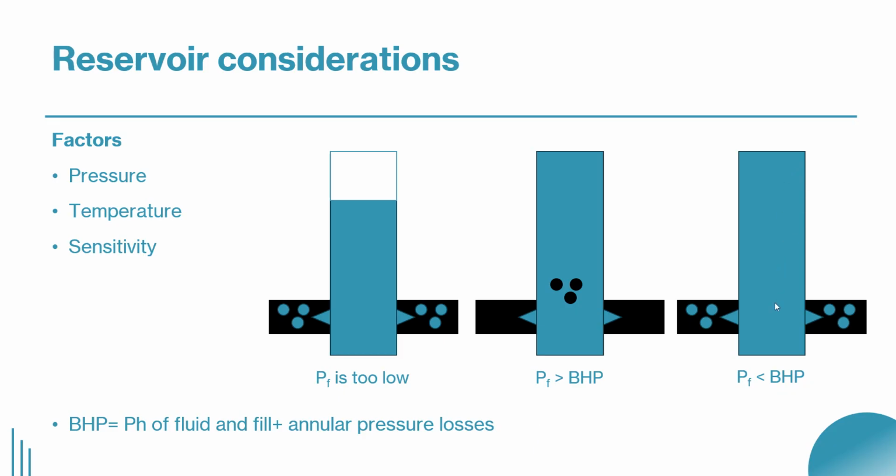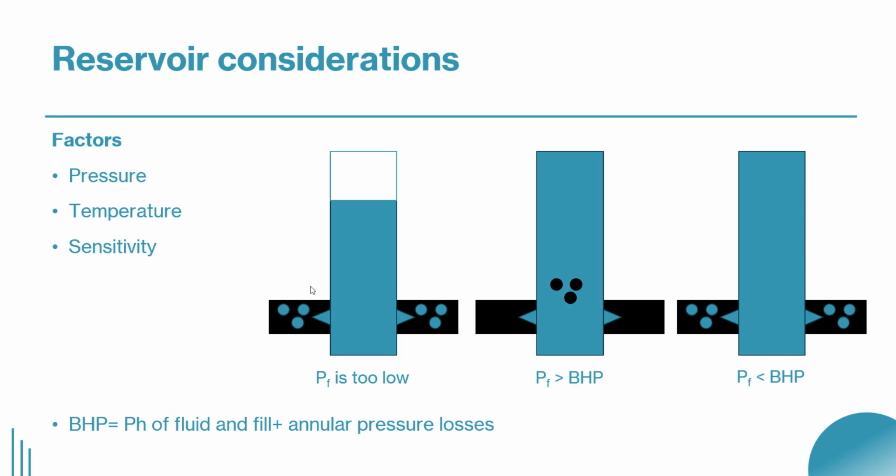Because when you are circulating, you are exerting back pressure on the formation, and this term is called annular pressure losses. This term is calculated based on rate and pressure, etc. So you must always consider the annular pressure losses term in bottom hole pressure to avoid fracturing and inducing losses in your formation. This is the first factor.